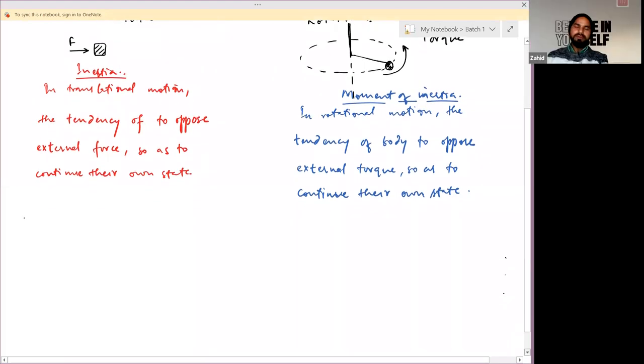Now the first formula for moment of inertia. I will not derive it, since you don't have to use the derivation. You have to use only the formula. So first is moment of inertia for a discrete particle system.